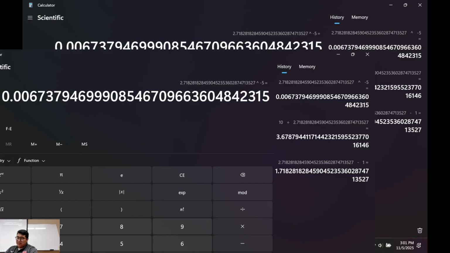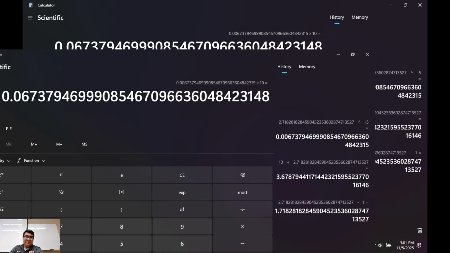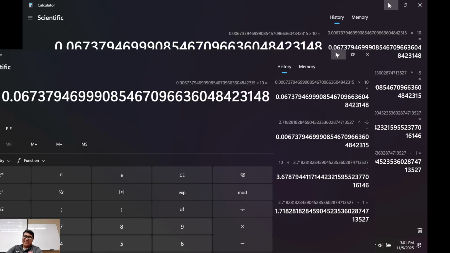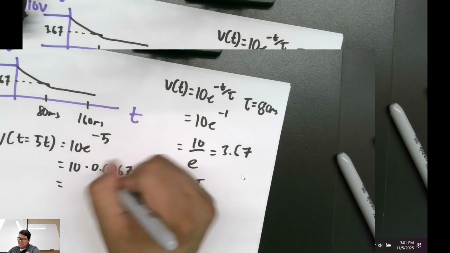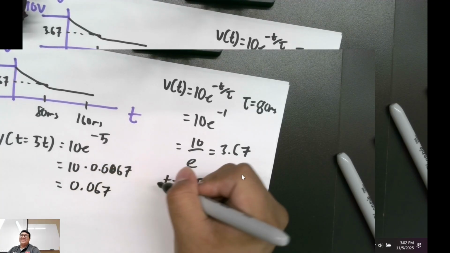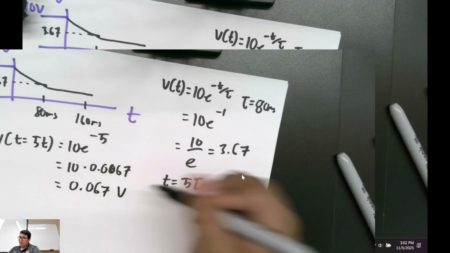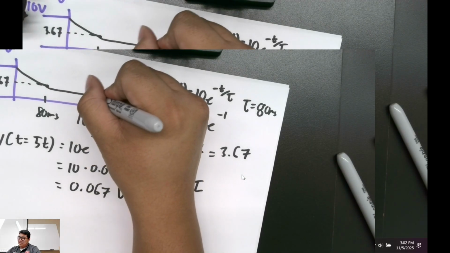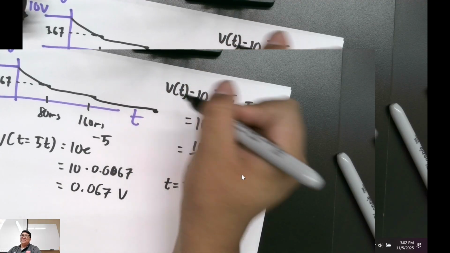Is that good? Yeah. So 10 times 0.0067 is equal to, let me do this, times 10. We're getting some funny numbers here, y'all. 0.067 volts. What does that look like? Very small, right?